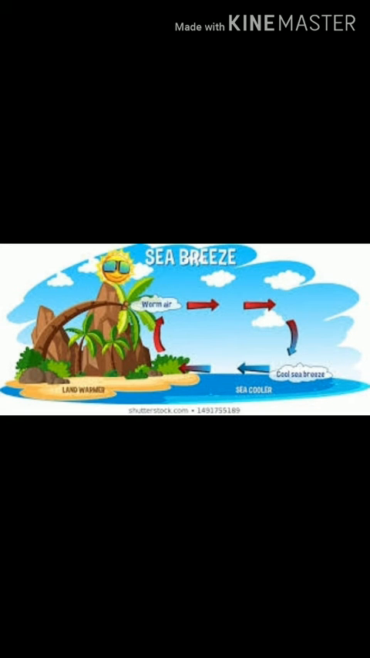Next and last topic is sea breeze. The wind blowing from the sea towards the land is called sea breeze. During daytime, the land in the coastal areas gets heated due to the sun's radiation. The sea also gets heated, however, it takes more time to heat up than the land. The air above the land rises up and air from the sea, being cool, flows toward the land. This results in the sea breeze.